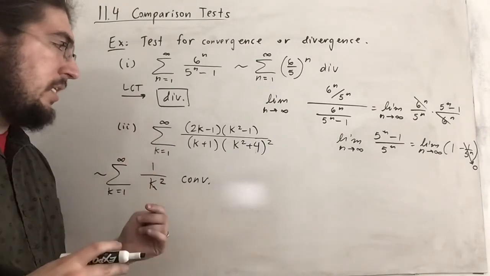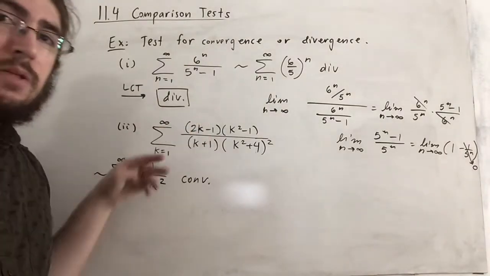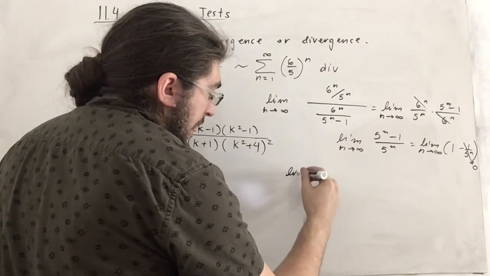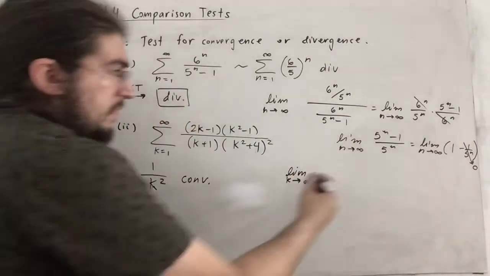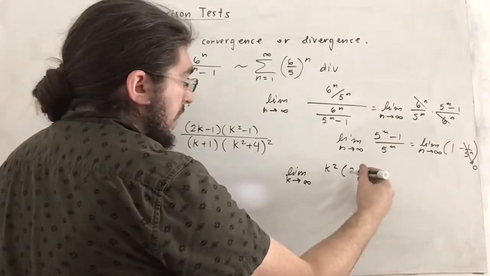I'm not going to play around at all. I'm just going to cut to the chase here. I want to multiply this by the reciprocal of that and take the limit of that, basically. So let's consider the limit as k goes to infinity of the reciprocal of this, so k squared, multiplied to this. So it hits the numerator like that.